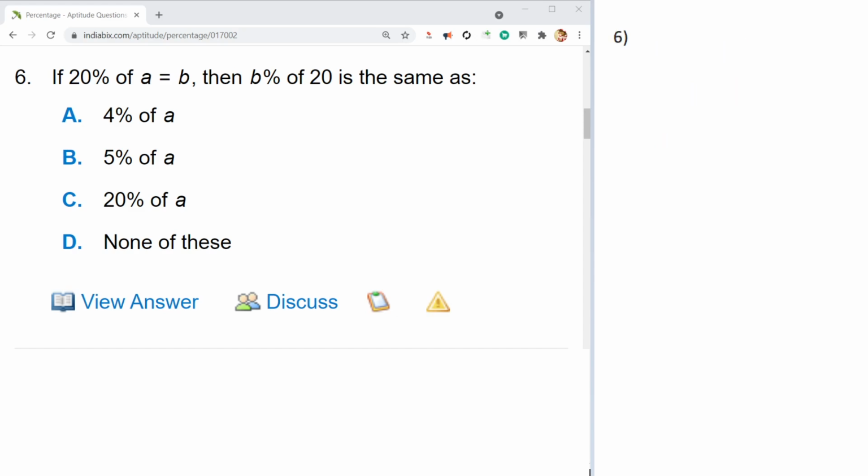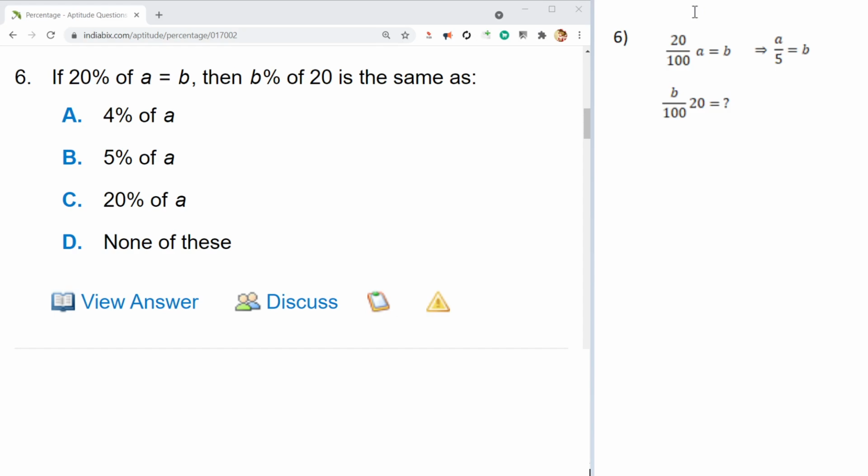Let's see problem number 6. If 20% of A equals B, then B% of 20 is the same as? He gave us 20% of A is B. That means 20 by 100 into A equals B. This we can write as A by 5 equals B. Then B% of 20, B by 100 into 20, equals how much?